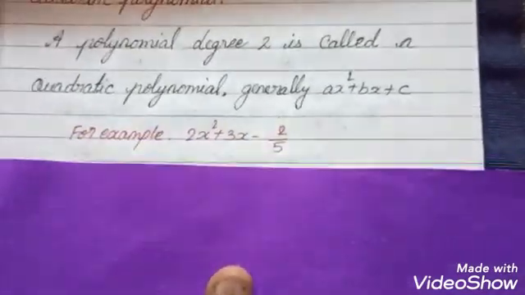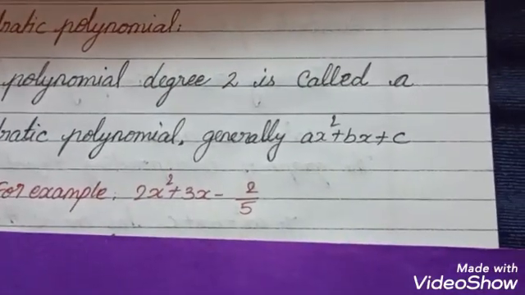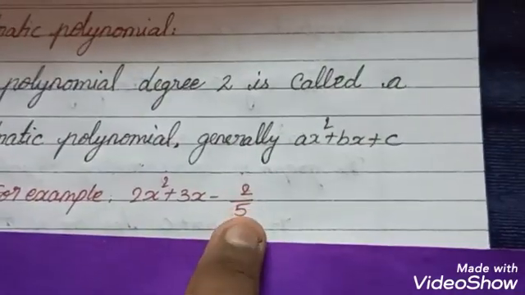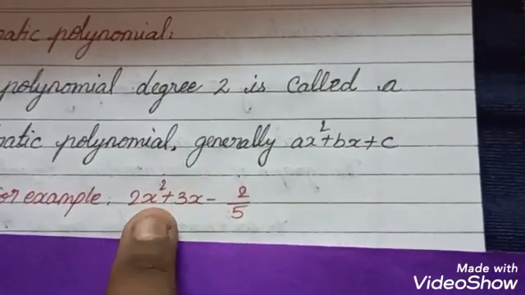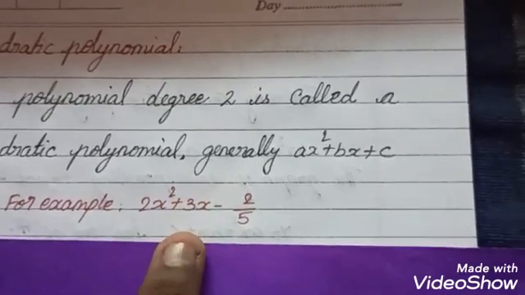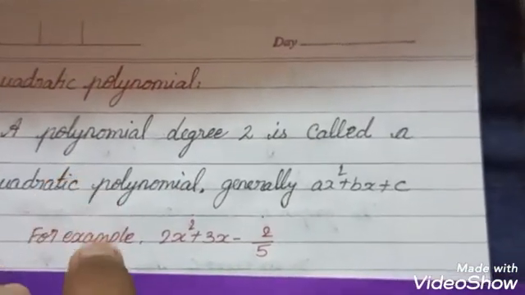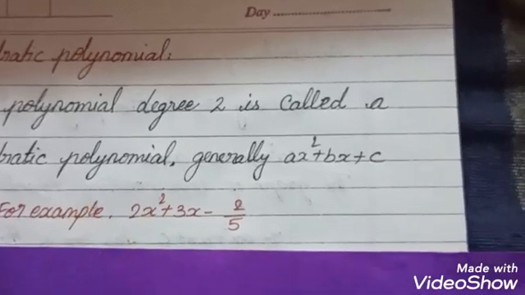In the same way, the example 2x square minus 3x minus 2 by 5. So here the highest power is 2. When the degree is 2, we say it is quadratic. So 1 means linear, 2 means quadratic.